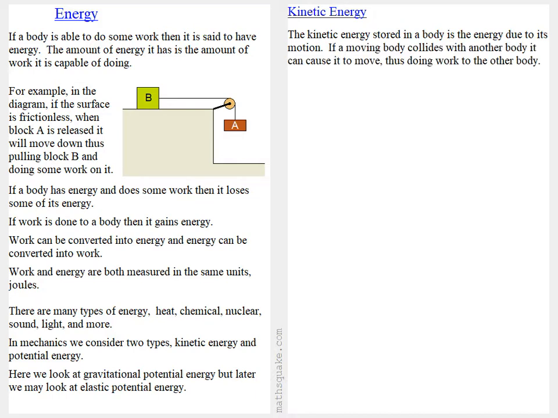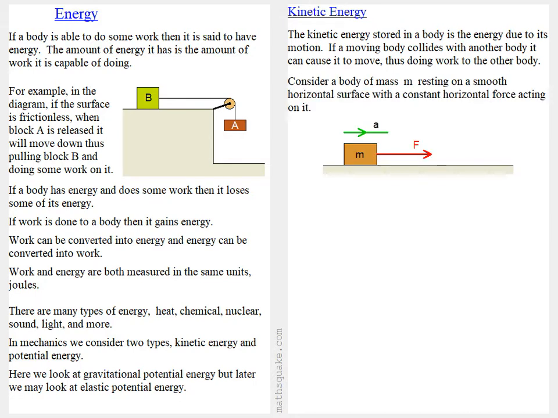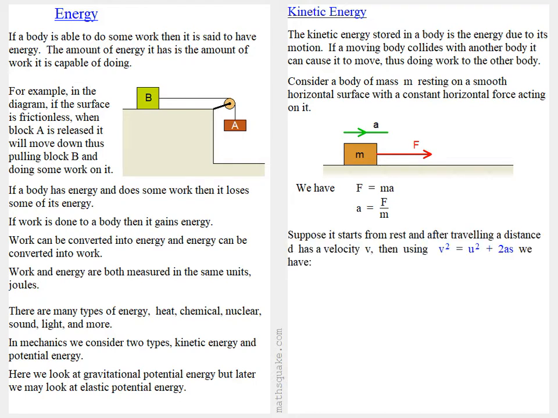If a moving body collides with another body, it can cause it to move, thus doing work on the other body. To see how much energy there is in a moving body, consider a body of mass m resting on a smooth horizontal surface with a constant horizontal force F acting on it. Now we have F equals ma, and so a is equal to F divided by m. Suppose it starts from rest and after travelling a distance d has velocity v.